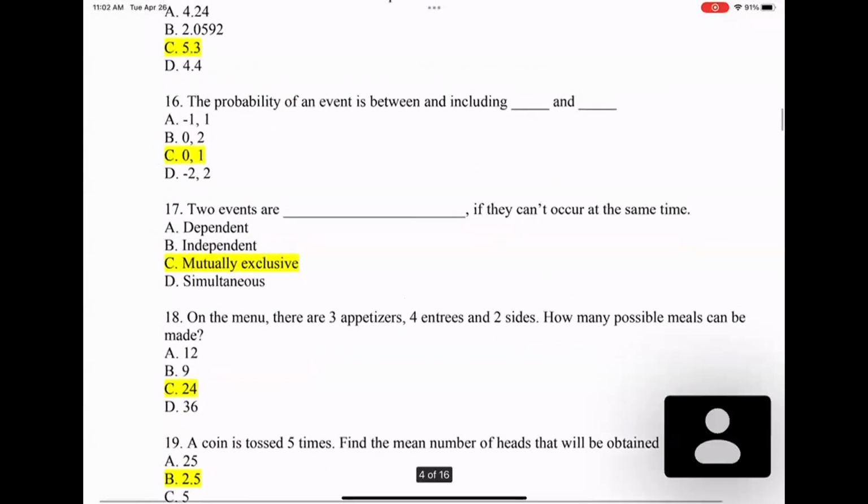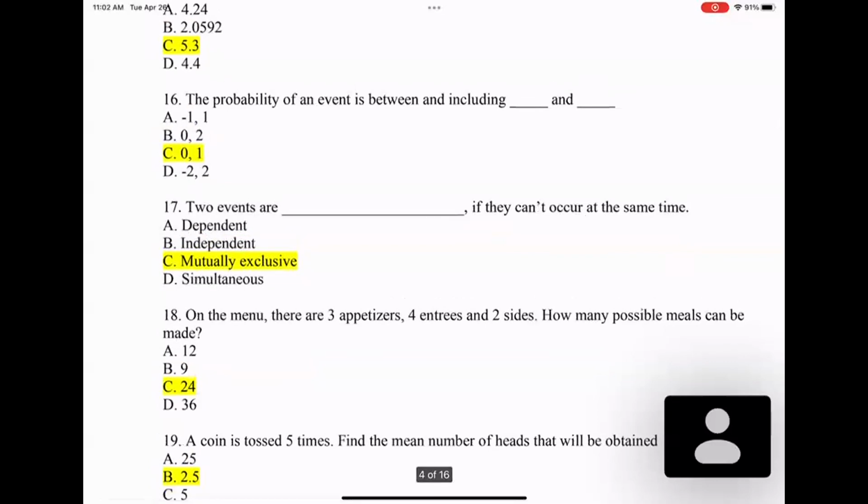Number 16, the probability of an event is between and including what two values? 0 and 1. We went over that. What does number A correspond to? What values are in between -1 and 1? Anyone remember? We talked about it in chapter 10. Yeah, correlation coefficient.